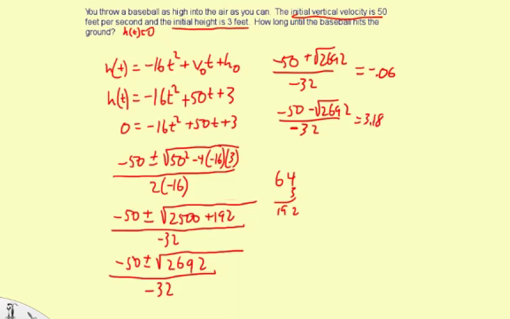Now let's look at these answers. It says how long until the baseball hits the ground? Well, a negative answer, you can't have a negative time. So the only answer that makes sense is this one right here, and it's 3.18 seconds. So we could enter 3.18, or we could round it to 3.2 seconds. Either one of these should be fine.